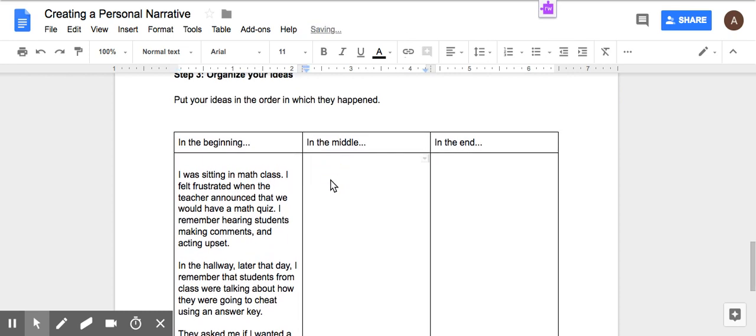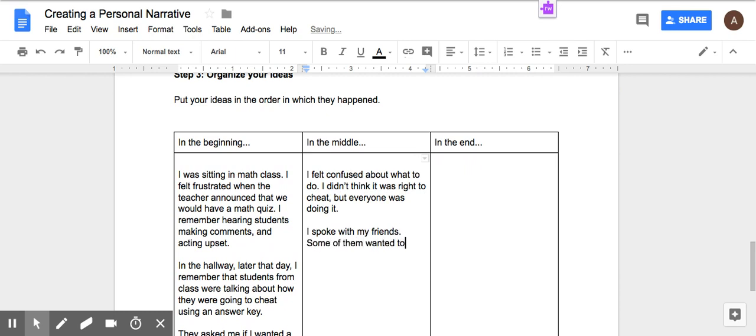In the middle, and that brings me really to the middle of the story, I felt confused about what to do. I didn't think it was right to cheat, but everyone was doing it. I spoke with my friends. Some of them wanted to cheat, others didn't. I had to choose.